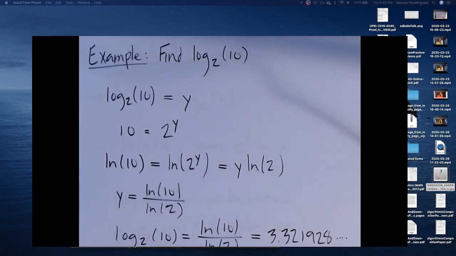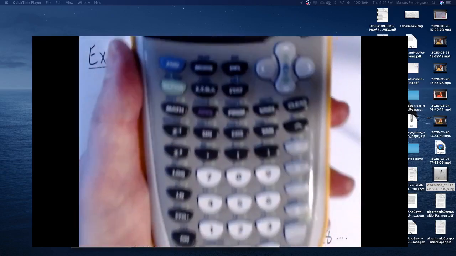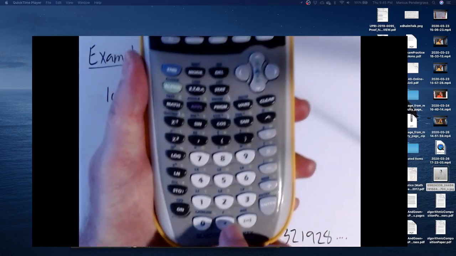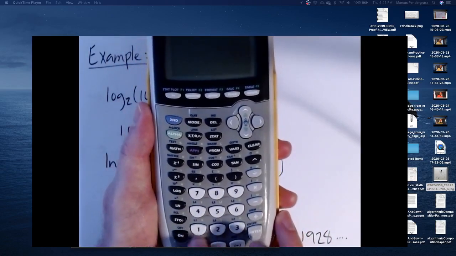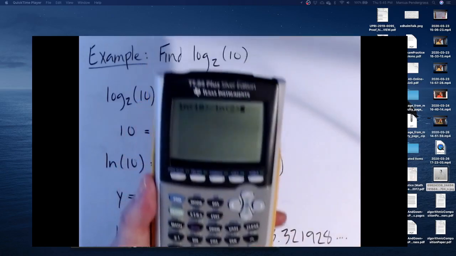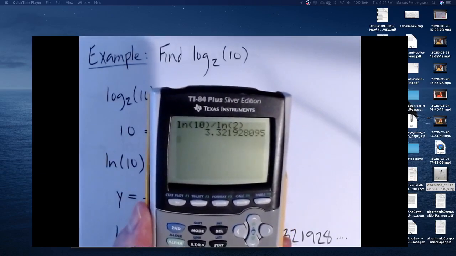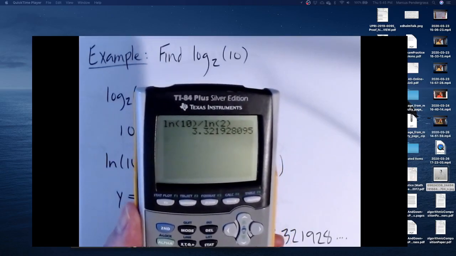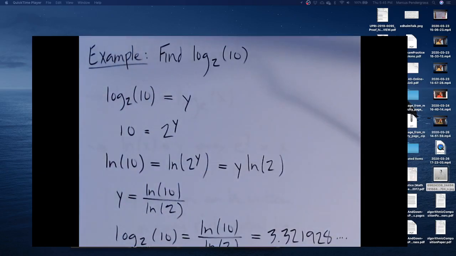The way I got that is I just used my natural log key on my calculator. Let's see if I can do this. So I would say natural log of 10 divided by natural log of 2. And can you see that? There it is. And that's the 3.32192895, etc. that we just saw.